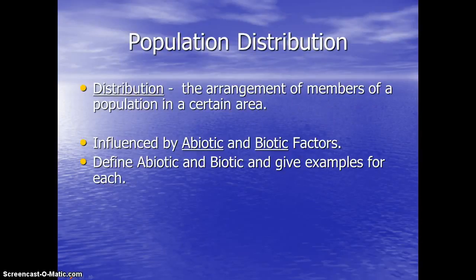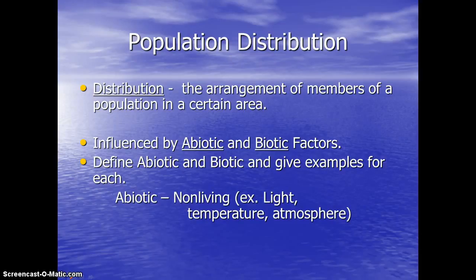How populations are distributed is always going to be influenced by abiotic and biotic factors within the environment. An abiotic factor is any type of non-living part of the environment, so the amount of sunlight, the temperature or average temperature or climate in that area, the weather in the particular area, that's going to be considered abiotic, the amount of water available.